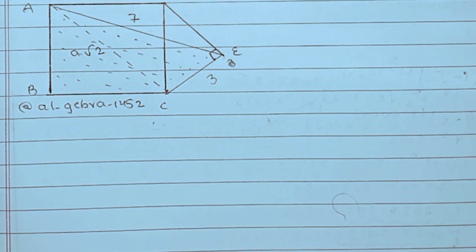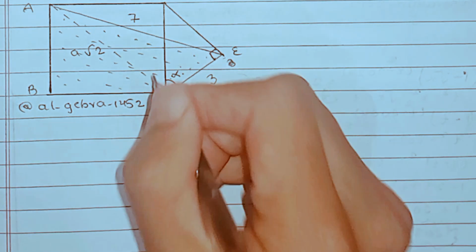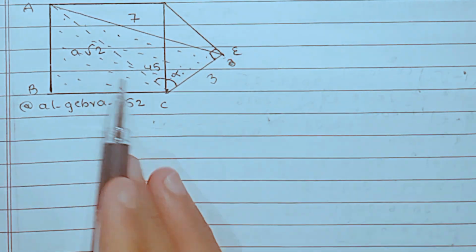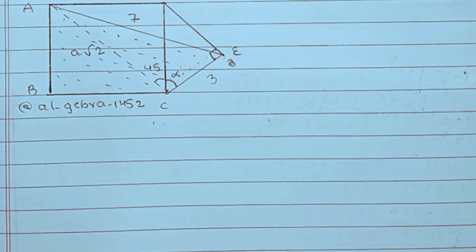Now let's assume this angle right here to be alpha. This angle is equal to 45 degrees, because the diagonal of a square bisects the angle, which is 90 degrees. So this angle right here is equal to 45 degrees.